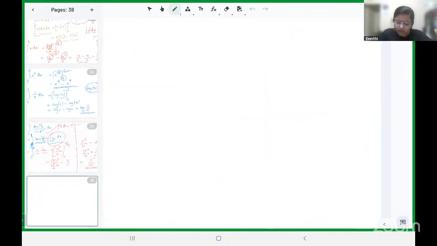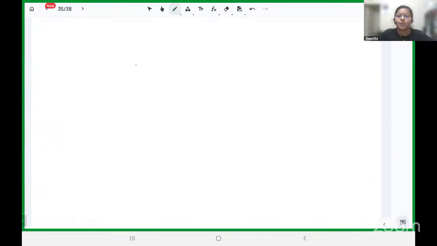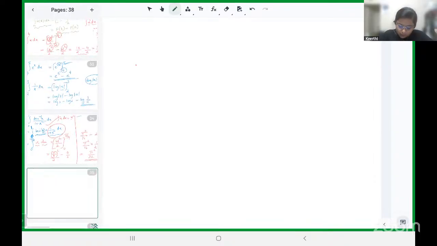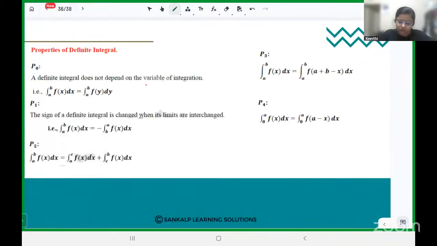Alright, now the last section is properties of definite integral. Here we studied properties for indefinite integral, right? Similarly, there are some properties for definite integral also. The first one is a definite integral does not depend on the variable of integration. That is, integral a to b f of x dx is equal to integral a to b f of y dy. Even if we change the variable, there is no difference happening to the definite integral.